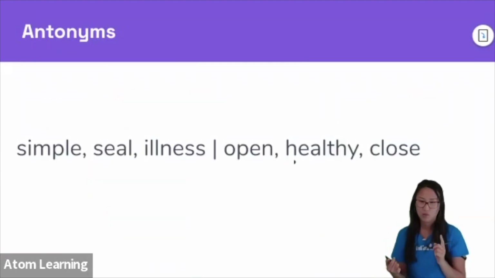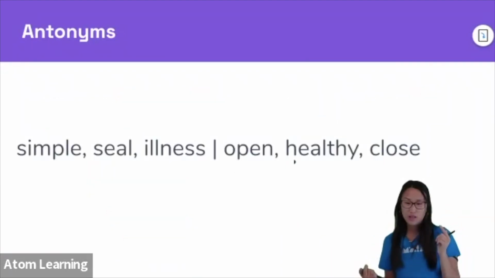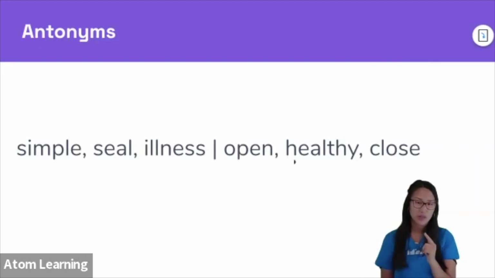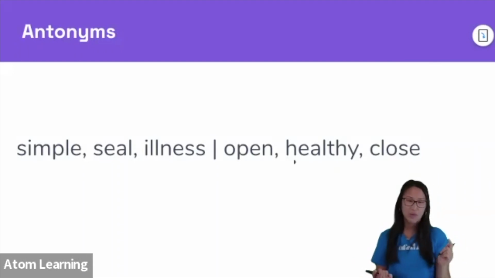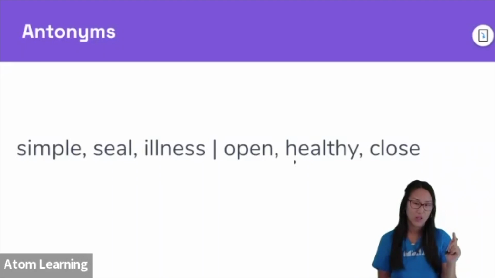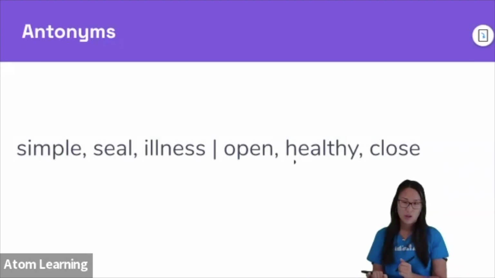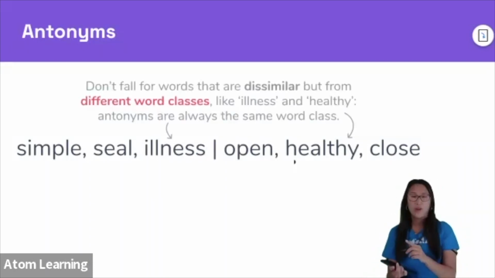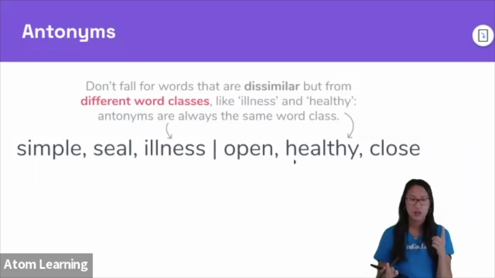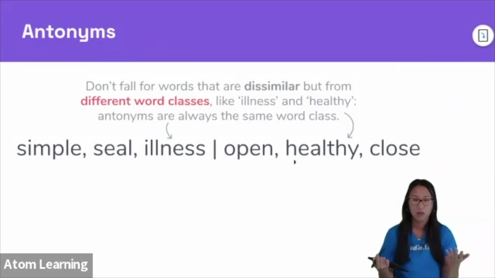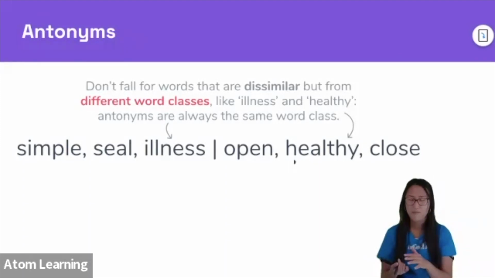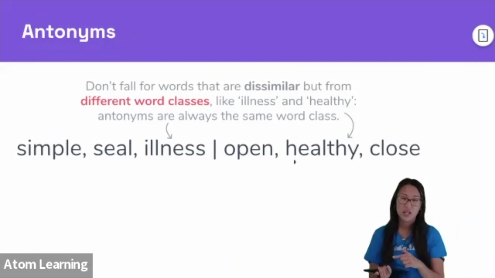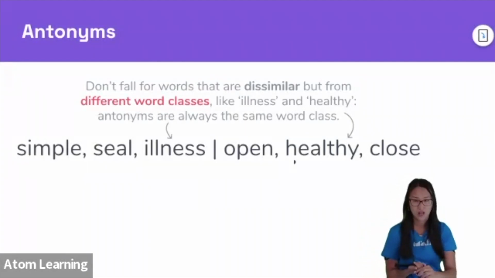Let's now try this question. So in our first set, we have simple, seal, and illness. In our second set, we have open, healthy, and close. So remember, we're looking for antonyms, words that have opposite meaning. First of all, illness and healthy, we often use them in similar contexts when discussing health. However, they are different word classes, so they can be immediately ruled out. Illness is a noun, whereas healthy is an adjective.